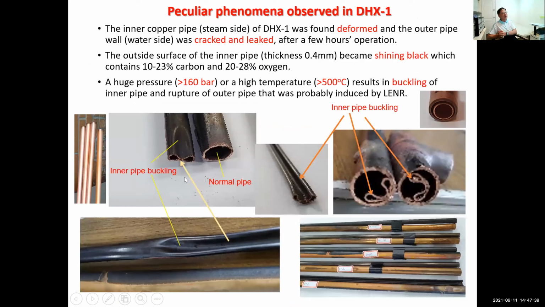And there are some peculiar phenomena I'd like to share with you. First, the inner copper pipe: we cut it in pieces and examined it. Originally it was a concentric double pipe exchanger, but after the crack and leak, we found a pipe buckling like this. If the buckling is caused by pressure, then the pressure must be higher than 160 bar. Or if it is caused by high temperature, then it must be higher than 500 degrees. Otherwise, it cannot happen this way. So this is the result we found.